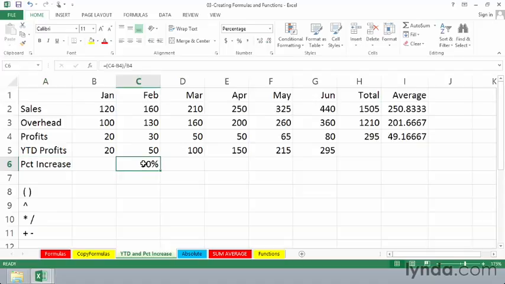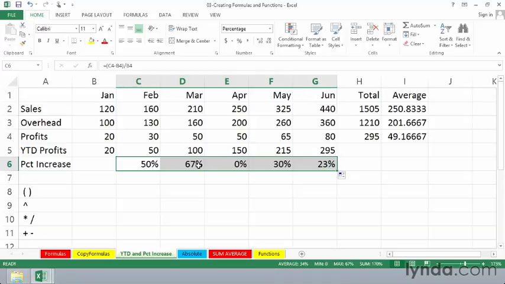Now, do we want to do the same kind of thing in adjacent cells? Yes. Remember, what we're doing here in cell C6 is calculating the relationship between those two cells. And sure enough, in this cell right here, we want to be doing the same kind of calculation with these two cells. So we simply, going back to cell C6, we'll drag that fill handle in the lower right-hand corner into these cells to begin analyzing the other data. And let's say within this first 6 months, it's quite erratic. We grew by 50%, then by 2/3, 67%. Then it went flat. Then it grew by 30%. Then it grew by 23%.